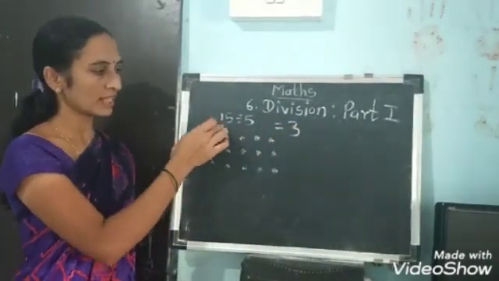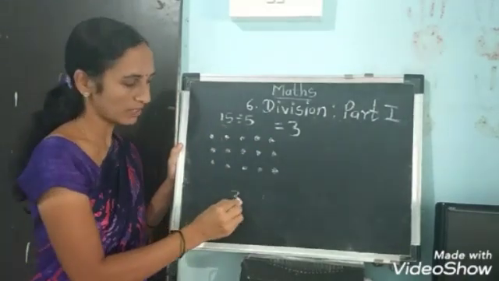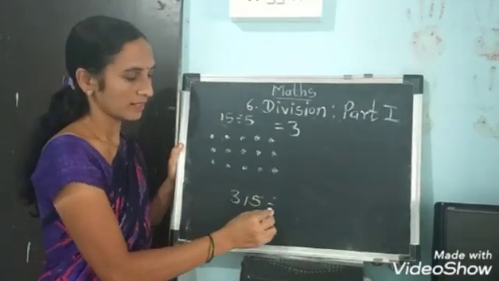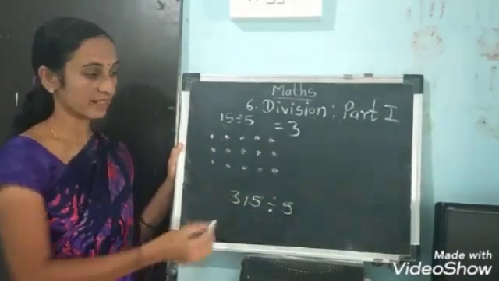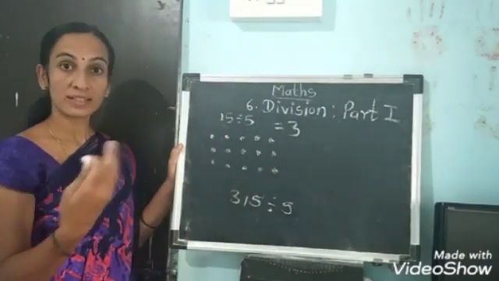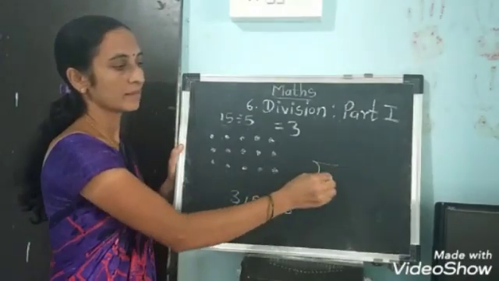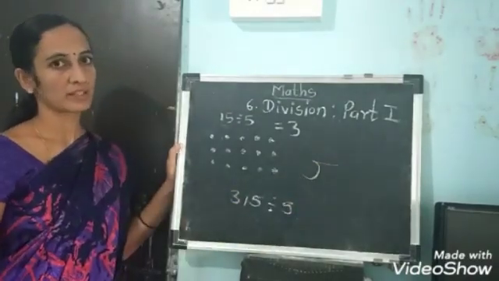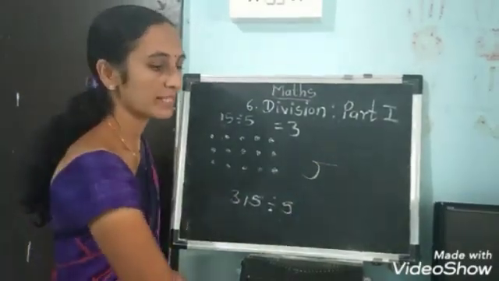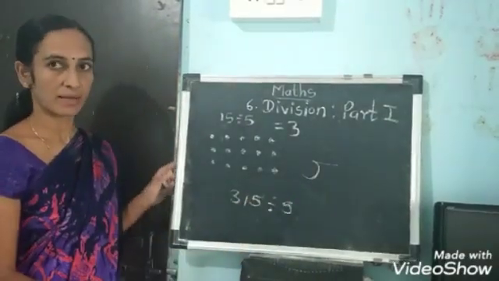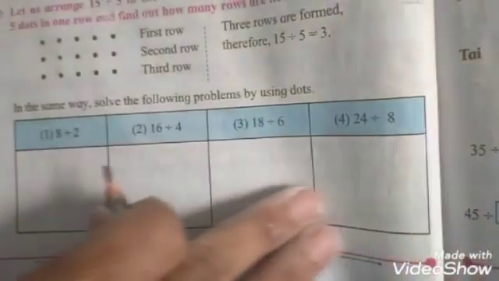But here 15, so we can solve in this way. Suppose I have given you this number. Can you solve? 315. You have to put 315 dots. So in this case, this is the best example to solve the example. Okay. Best method to solve the example. We are going to solve this example by using dots.